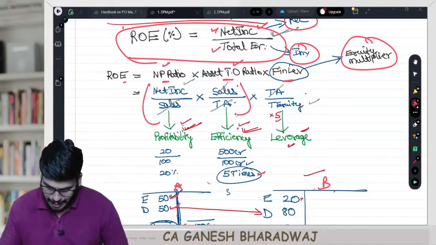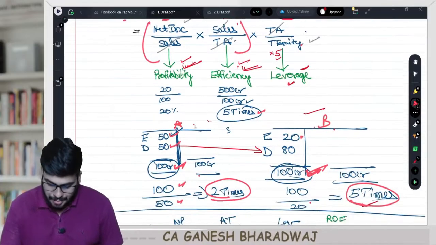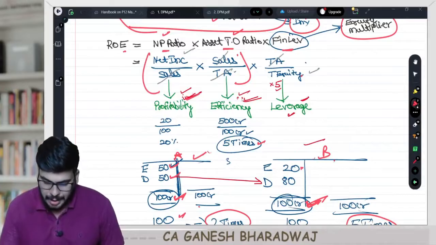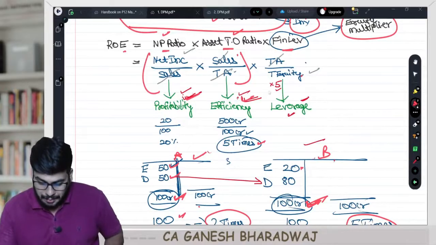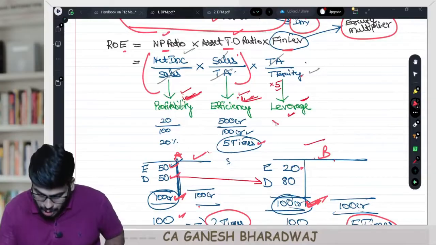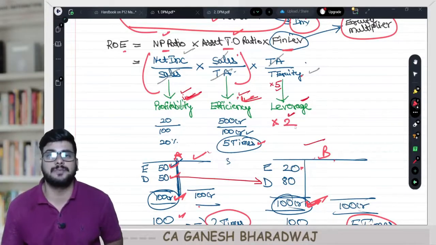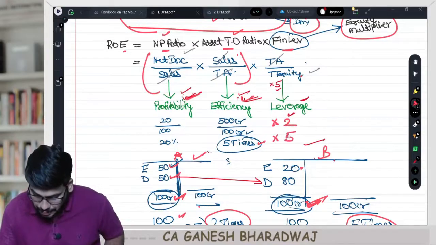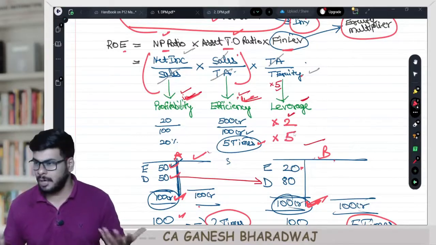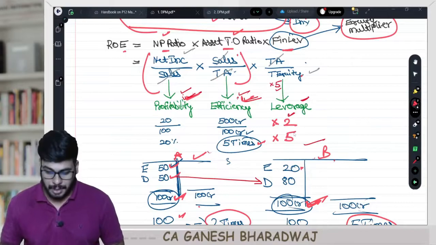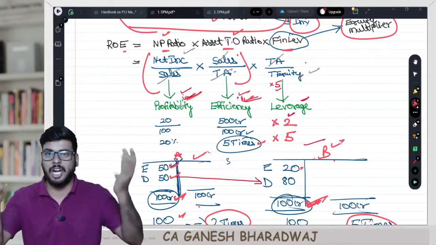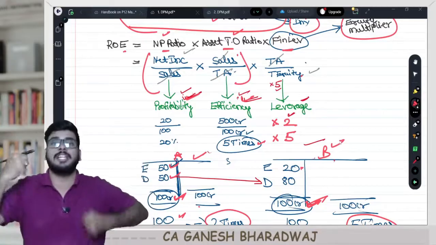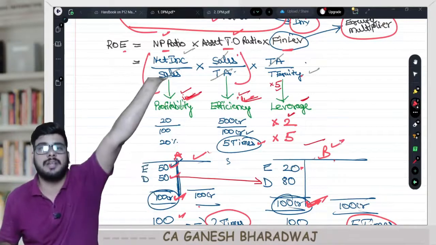Now what happens in this case? For company A, the profitability and efficiency will be the same, but with respect to financial leverage, I will multiply it with 2 times. Whereas if it is company B, here I will multiply it with 5 times. Are you clear with this, sir? What is the difference? Now you tell me, company B has not done anything productive, or anything organic to achieve this higher return on equity.